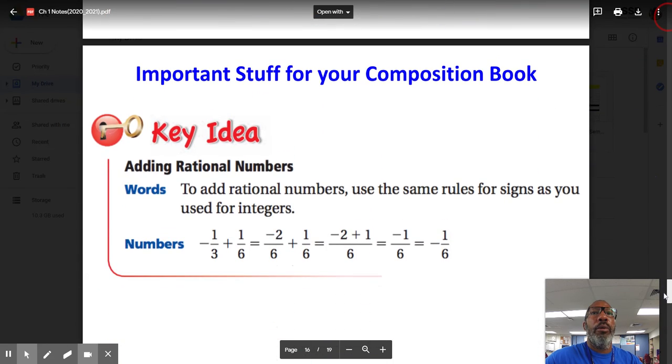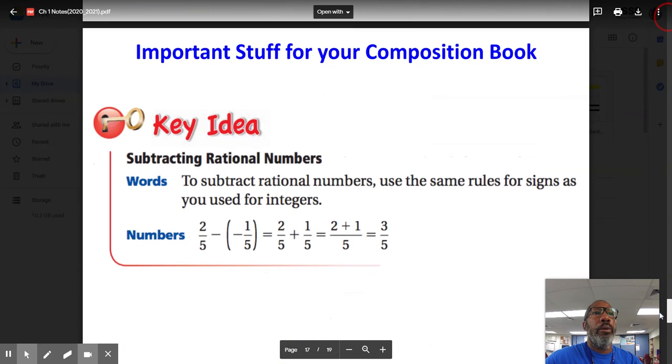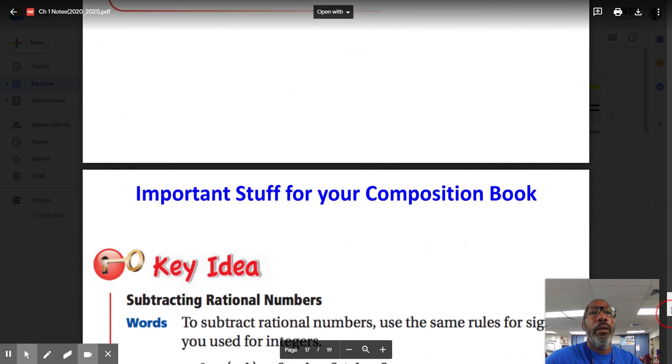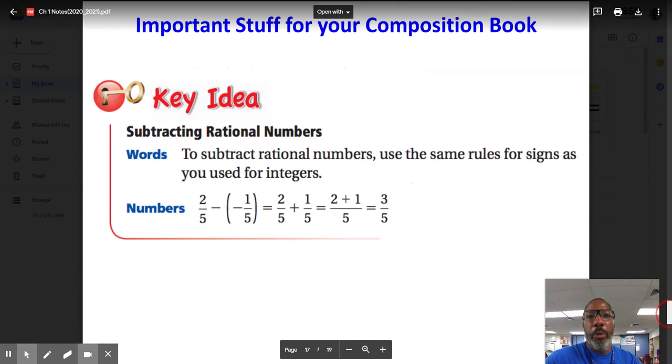So adding rational numbers, we talked about that. And subtracting rational numbers. Use the same rules again. Remember to add the opposite. Now remember with fractions, you can't add or subtract fractions unless you have common denominators. So notice in these examples, there are common denominators. Okay, so make sure your denominators are common. I just said common denominators a lot, so it must be important.